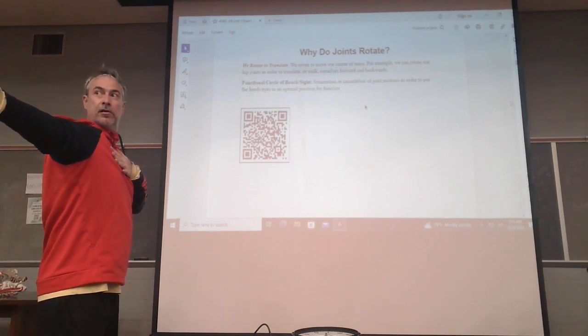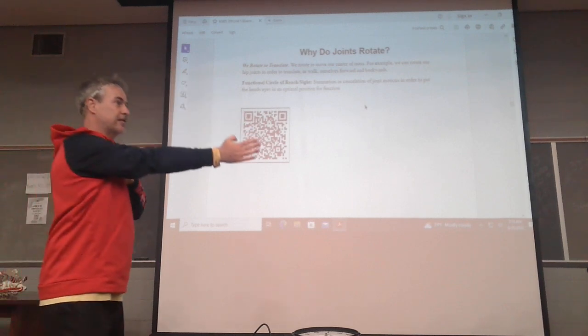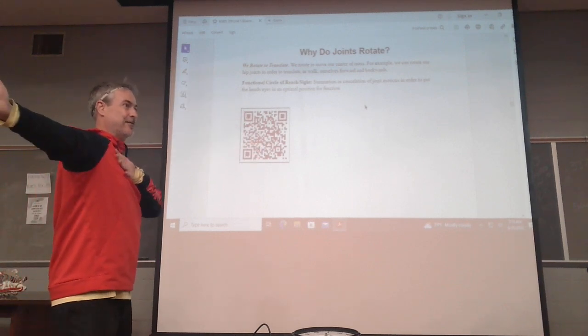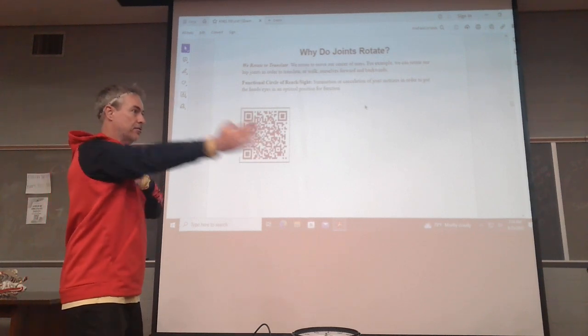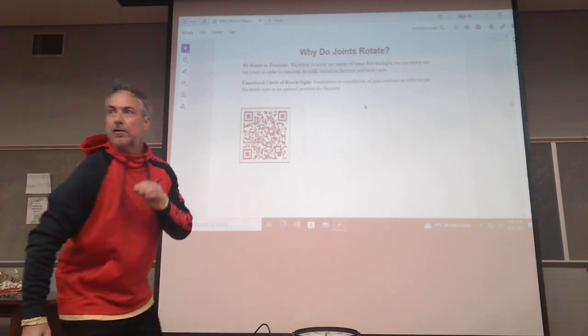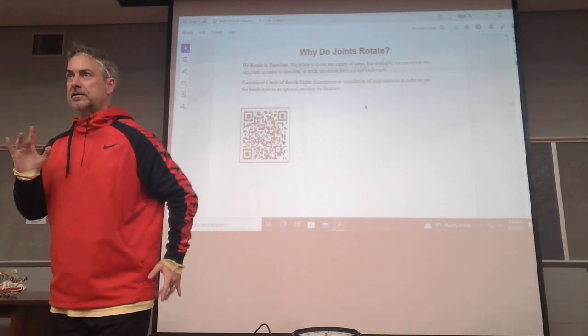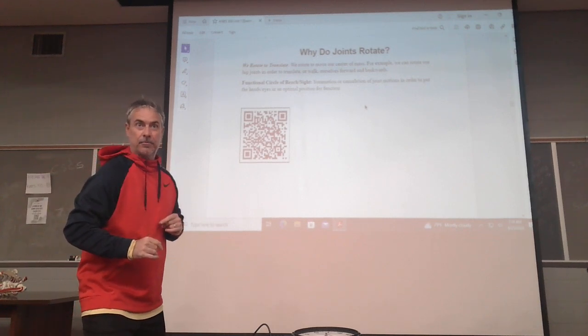but my shoulder did move. If my shoulder did move, it would actually have looked like this. From here to there is the exact same thing as from here to there. Okay?